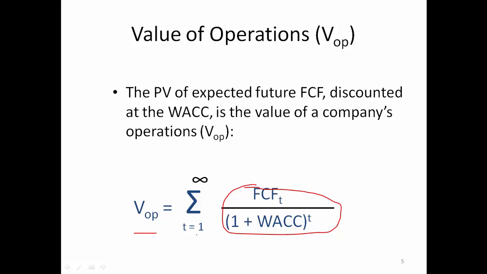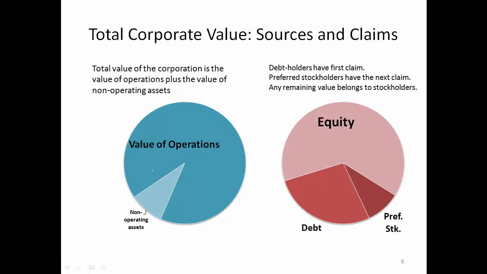And then if we look at all the years, so we have T from 1 to infinity, we calculate the present values of all those future cash flows, and we sum them up, we get the total amount, and that is the value of a company's operations. If we look at the value of the whole company, the blue chart here shows us the total value of the company, or say the total corporate value, consists of the value of operations and the value of non-operating assets. On the pie chart on the right hand side, the total corporate value belongs to all investors.